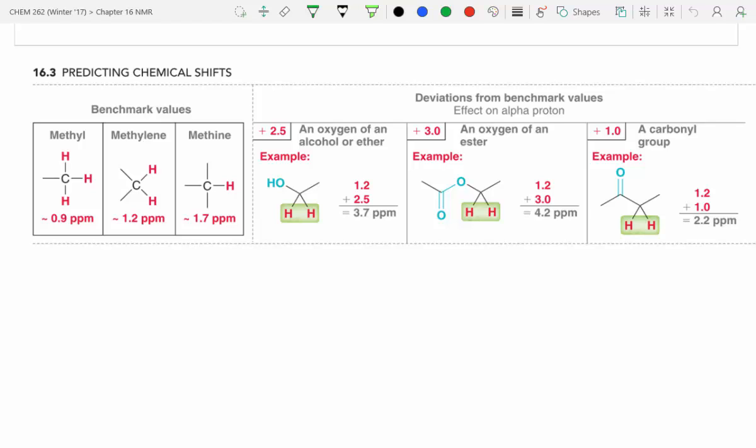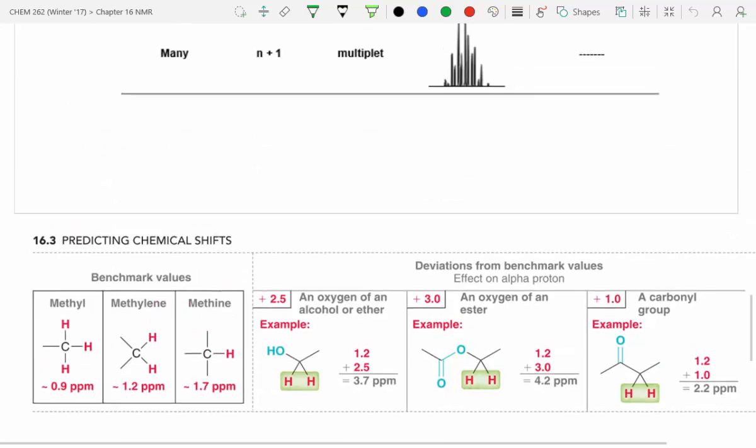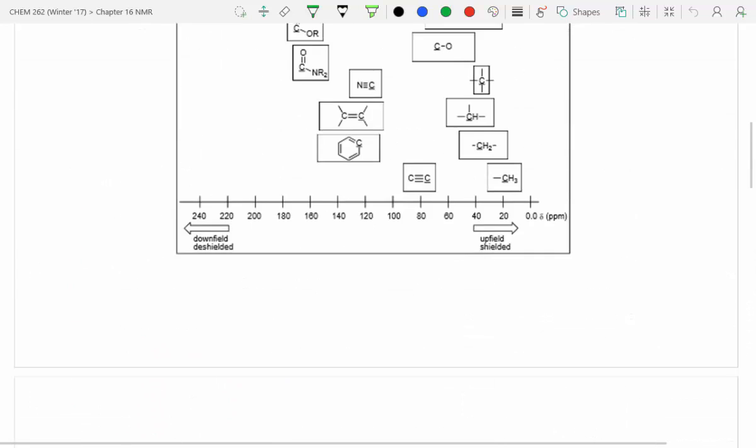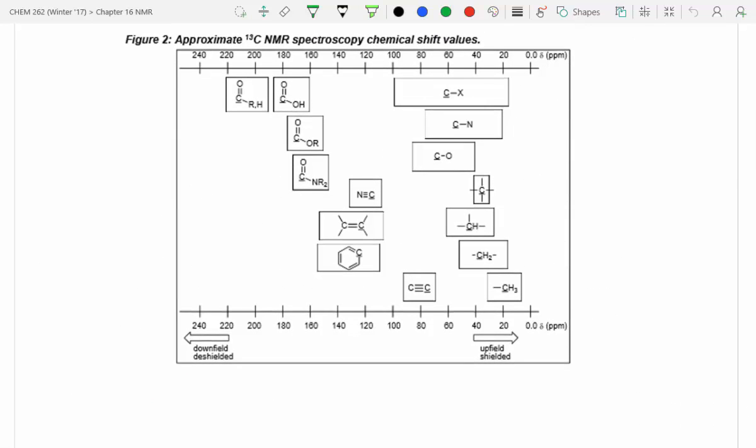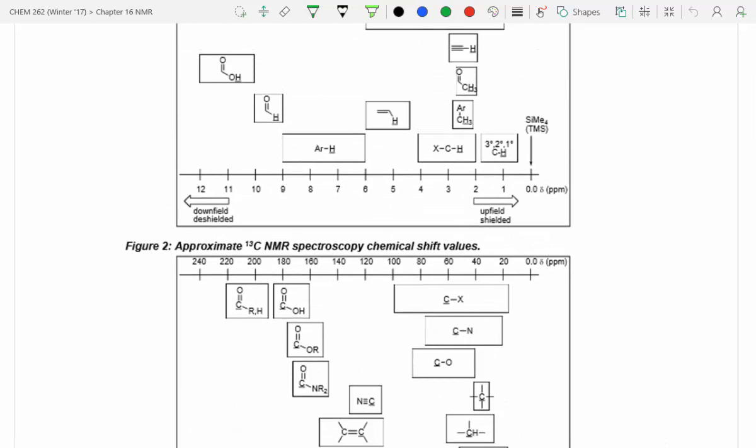Stefan talks about downshift and upshift. Is downshift referring to like higher ppm? Oh, that's a good question. Downfield, my bad. Downfield typically means a higher ppm. Upfield means a lower ppm. It's used synonymously for high or low ppm. So downfield is always a higher ppm.